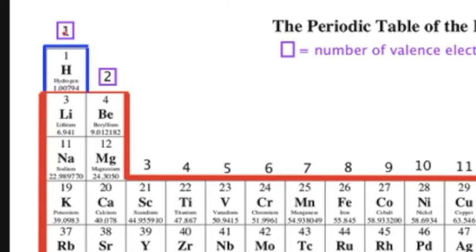If an atom is in group 1, it has 1 valence electron. All of these atoms here behave similarly because they all have 1 valence electron. All of these guys in group 2 here, they have 2 valence electrons. They have 2 electrons on their outermost energy level.